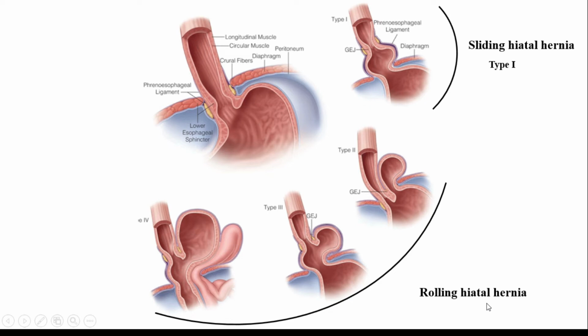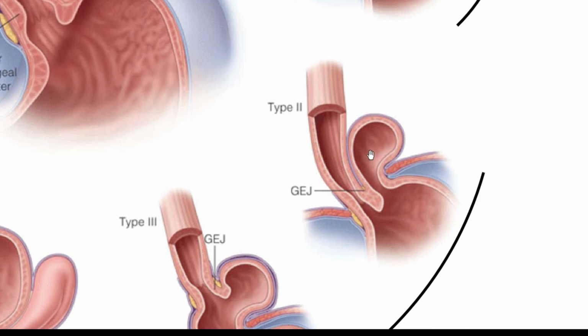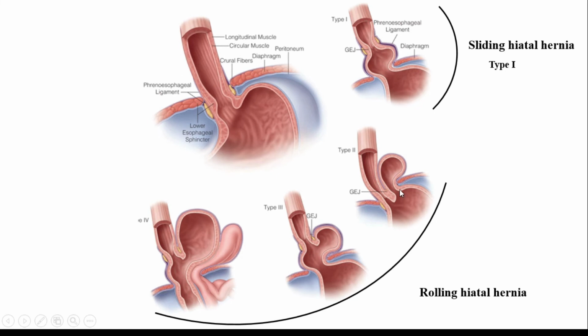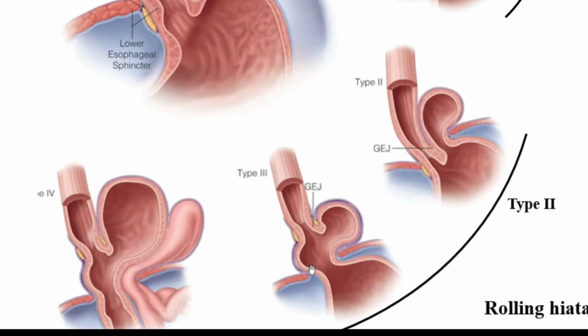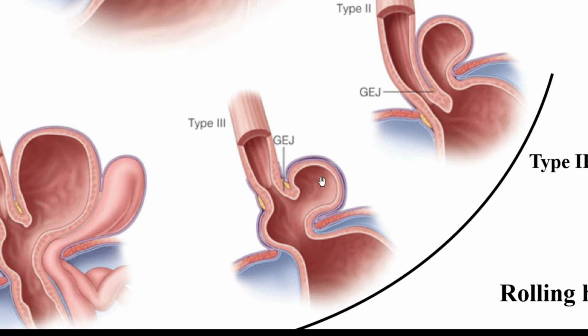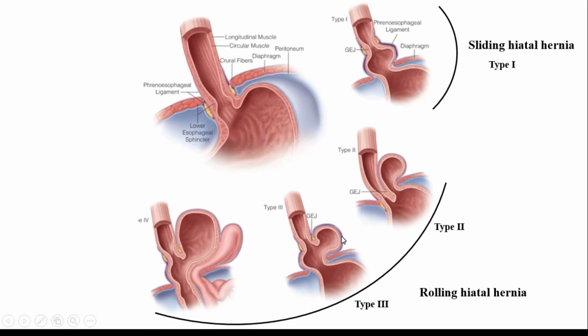But we can see in the rolling hiatal hernia there are many subdivisions. The first one, the fundus has moved up, but the gastroesophageal junction did not move up. It is still in its normal position, below the diaphragm. So this case where the fundus moves up but the junction does not, is known as the type 2 hiatal hernia. In the second case we can see the fundus has moved up and the junction as well. So both the junction and the fundus moved up. This is known as type 3 hiatal hernia.